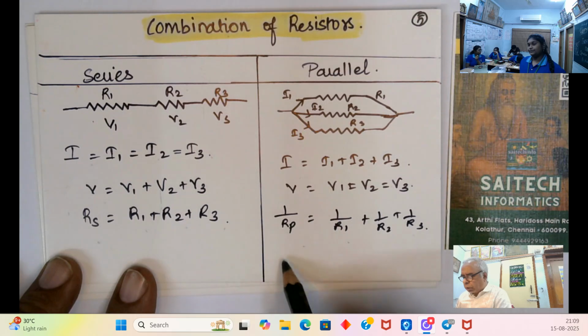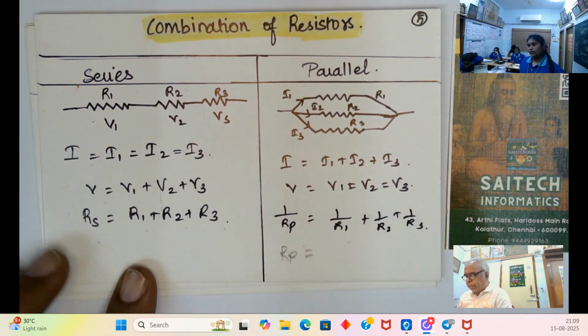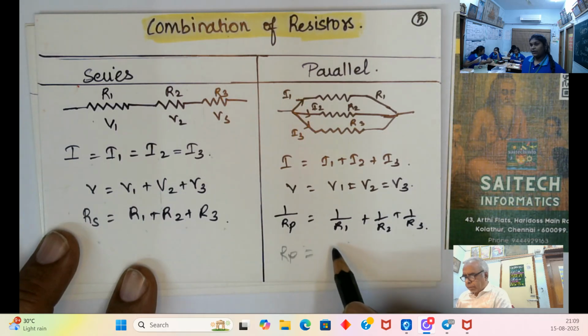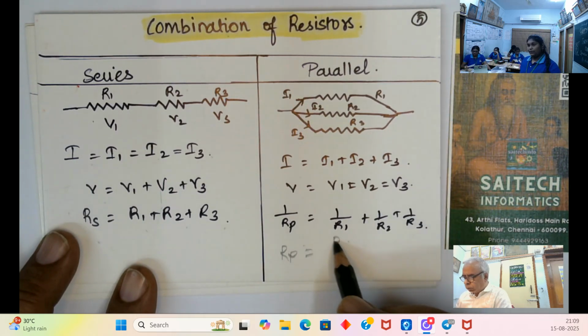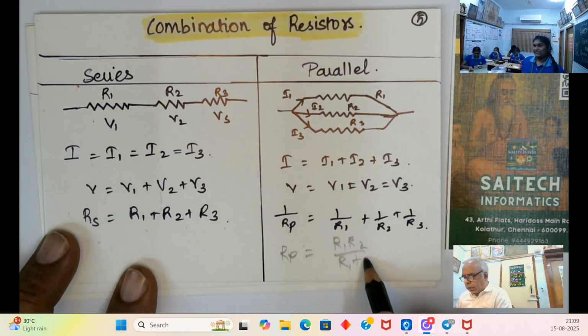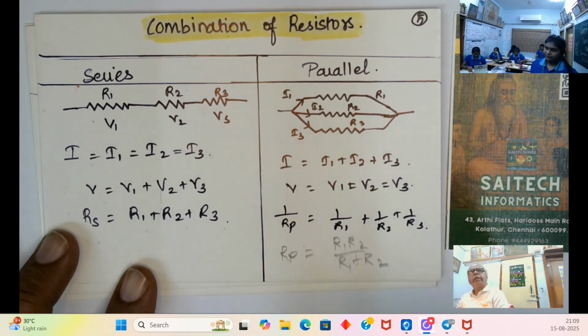In case of two resistors, what is Rp? Rp is equal to R1 R2 divided by R1 plus R2. Swap, it is the reciprocal. Take LCM and get the reciprocal.